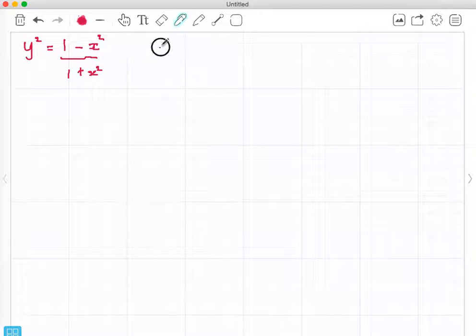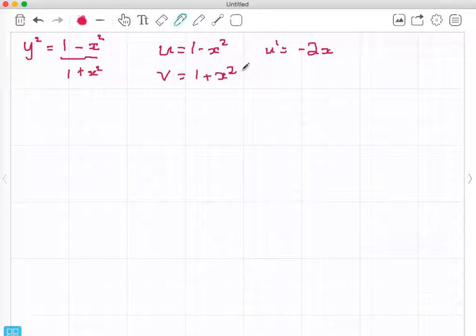So just to show you how I use the quotient rule here, my u is the number on top, and then I differentiate u to give me minus 2x. My v is the number on the bottom. I differentiate v to give me 2x. Now I'm going to start putting all this back together. But first of all, let's differentiate this. This becomes 2y dy by dx.